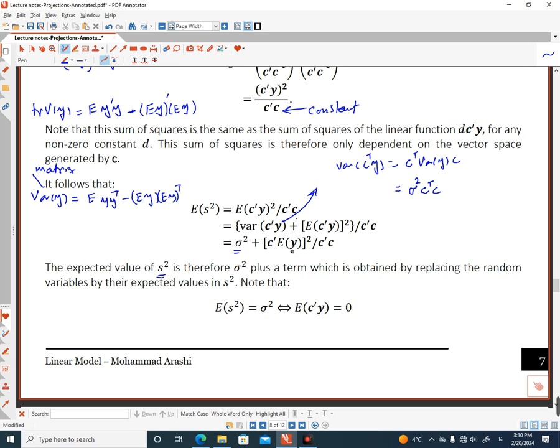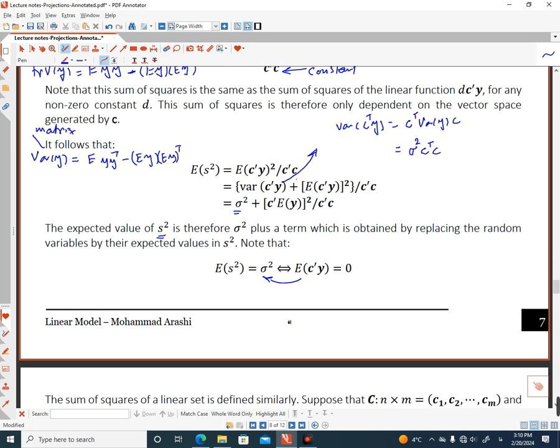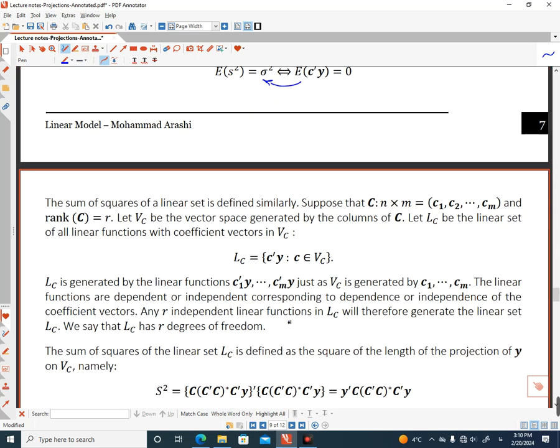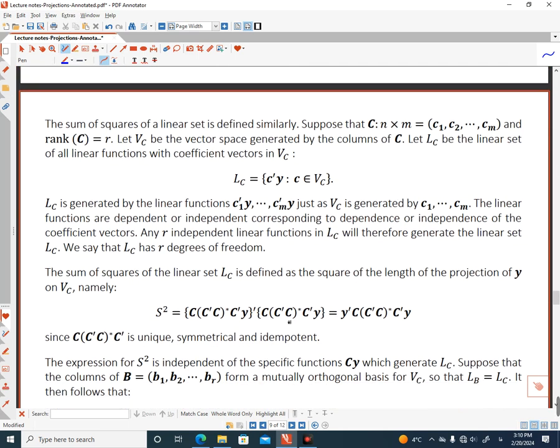Therefore, we can conclude if the expected value of y is equal to 0, or in general the expected value of c prime y is equal to 0, then I can conclude that the expected value of the sum of square of linear functions is equal to sigma square. And if it is equal to sigma squared, then we can easily get the expected value of c prime y equal to 0. The sum of the squares of a linear set is defined similarly. Up to now, we define sum of the square of linear functions.